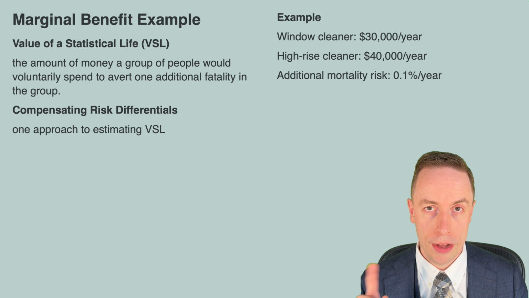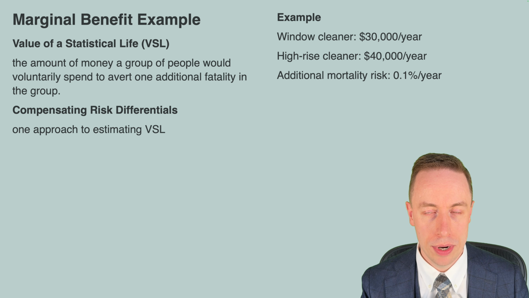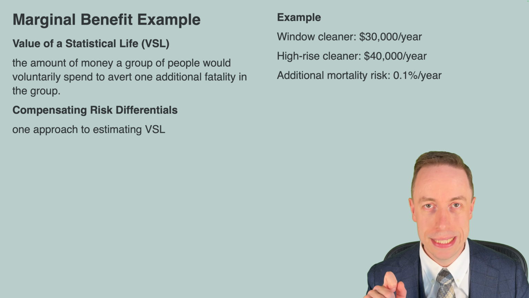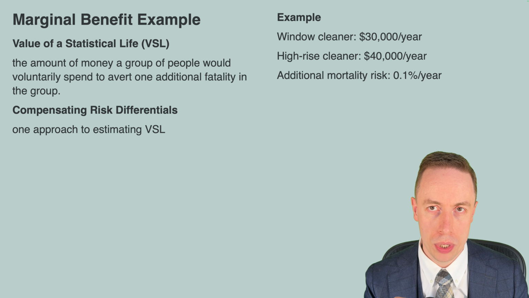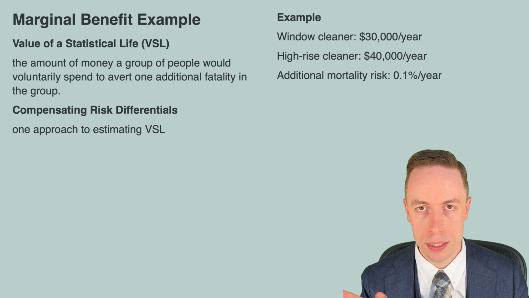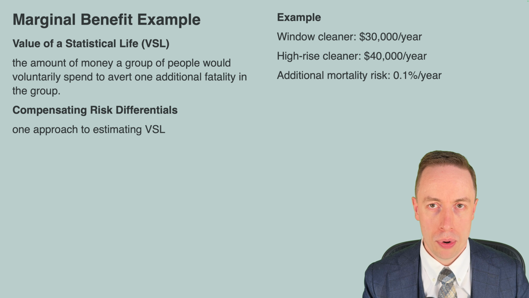So then we can look at the actual additional chance of dying on the job. And again, for the sake of argument, let's pick a really nice and round number here. Let's say that a high-rise window cleaner has a 0.1% additional chance of dying per year over an ordinary window cleaner. So in other words, 1 in 1,000 additional window cleaners die per year if they choose the high-rise job.